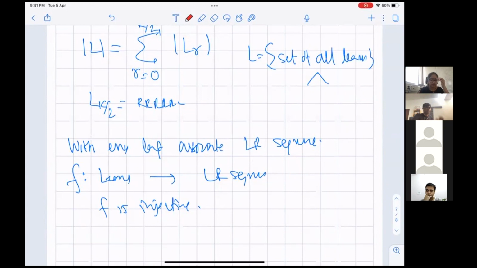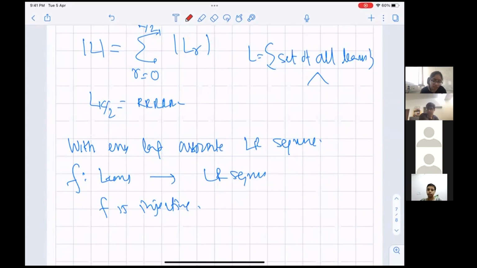Which implies that my function, which associates names to every leaf, is injective, because if I take any two different leaves, they get different names. Now I want to upper bound the number of different names that I gave.